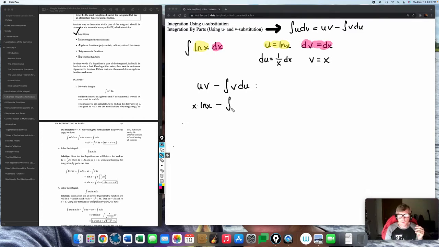Minus the integral of what? v times du. Well, v was x, and du is 1 over x dx. Look what happens. Ta-da! This is a very easy integral. We've traded a hard integral for a super easy one. So the answer to this is x times the natural log of x minus, what's the integral of 1? x. What do we have to tack on the end? Plus c. The end. Okay?